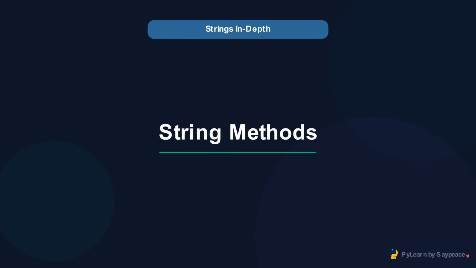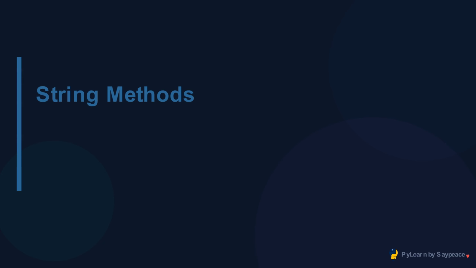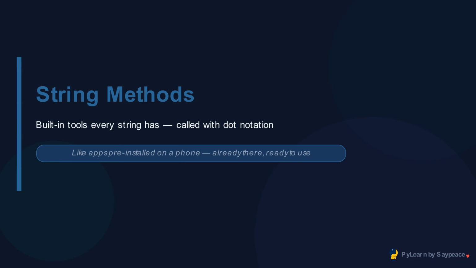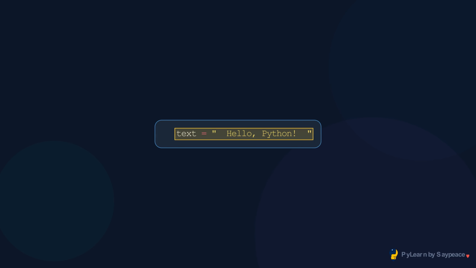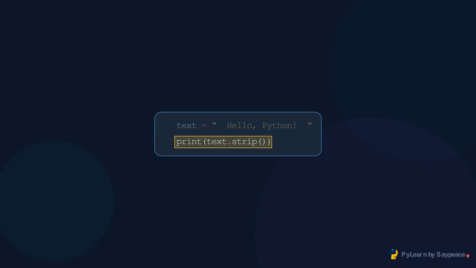Welcome to string methods. Every string object in Python comes with a built-in toolkit of methods. You call them with a dot after the string or variable. They return transformed copies. Strings are immutable. Methods never change the original. A string with leading and trailing spaces, common in user input. Strip removes white space from both ends. Always clean user input before storing or comparing it.